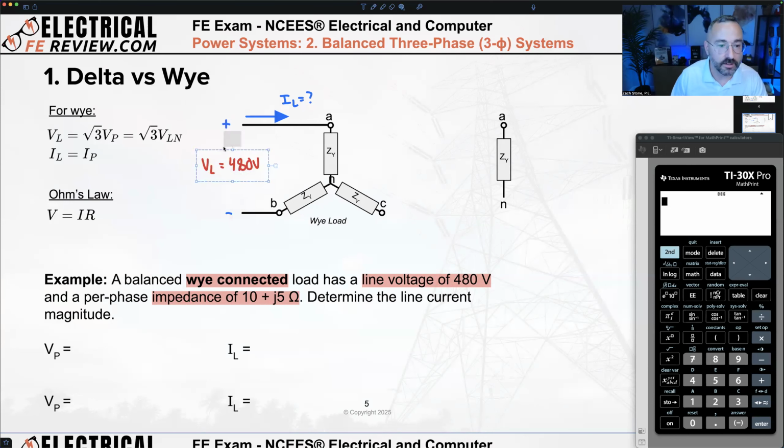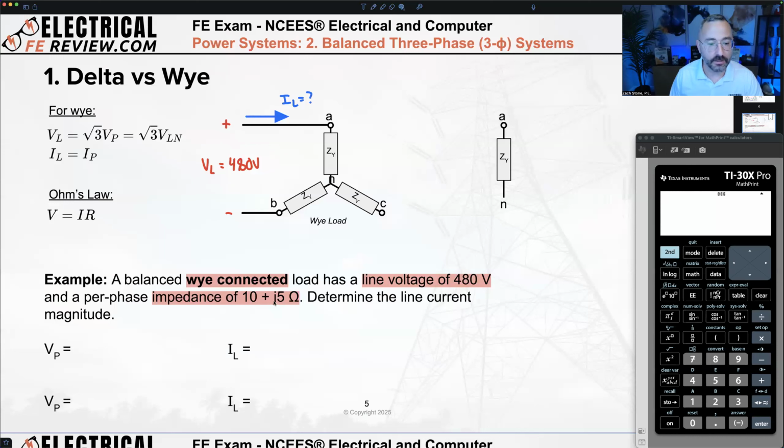We'll make this red to stand out. And of course, we have 480 volts not just from A to B. We also have 480 volts from B to C and C to A. I'm just showing my A line voltage here since it's redundant anyways.